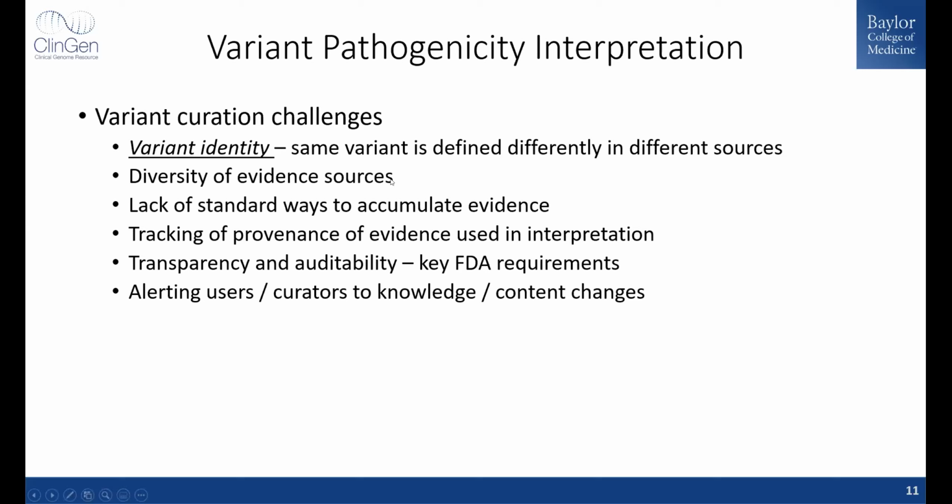Also, diversity of evidence sources, trying to pull in as much data as possible for curation purposes. There's also a lack of standard ways to accumulate this evidence, so getting everything into one centralized place for dissemination has proved useful. It's also important for tracking the provenance of evidence and interpretation. We do this with the Linked Data Hub, which I'll talk about towards the end of the talk. Also, transparency and auditability, which are key FDA requirements, and alerting users and curators to knowledge and content changes are very important. So these are some of the concerns in allele registries that we will address.